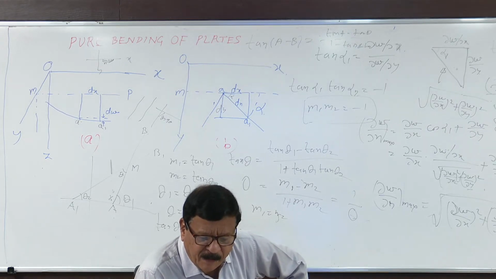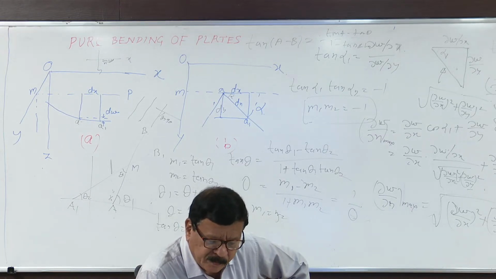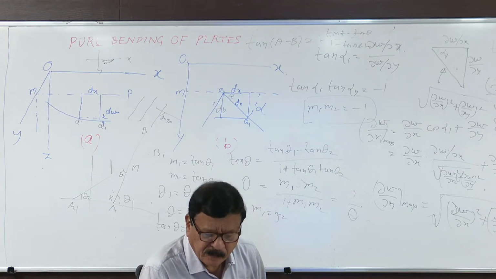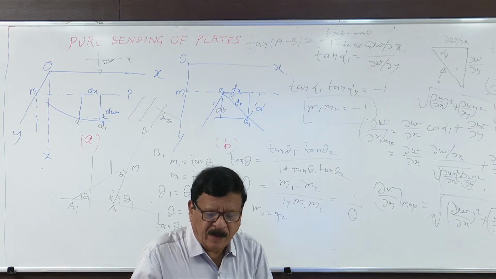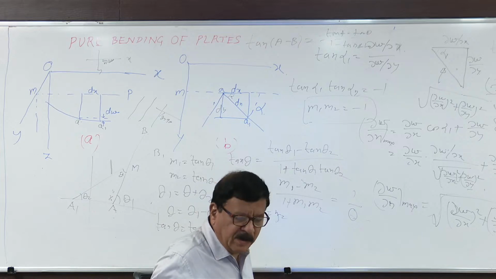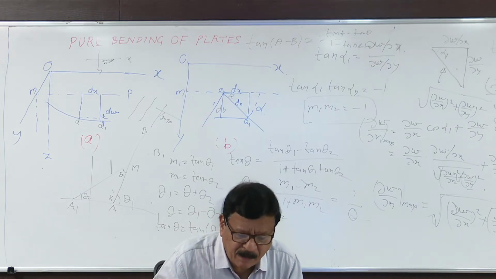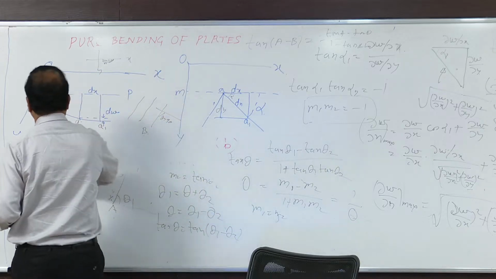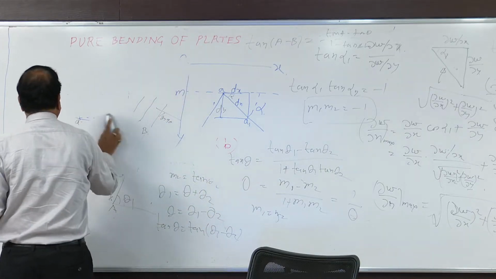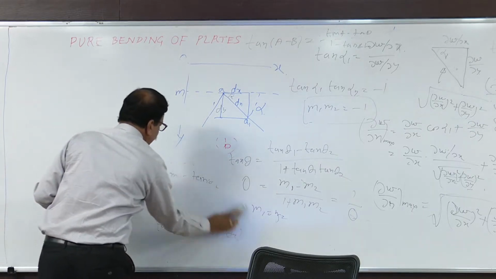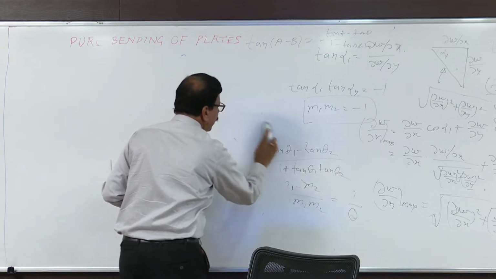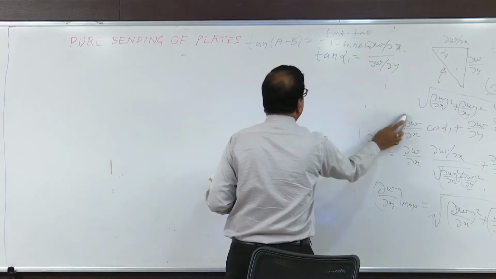Okay, now in determining the curvature of the middle surface, 1 upon Rx, as we studied in our first lecture, 1 upon Rx is equal to del square W upon del x square. Let me remove this figure. Did everyone understand up to here, Abhijeet and Kunal? Yes, sir. Yes, sir.